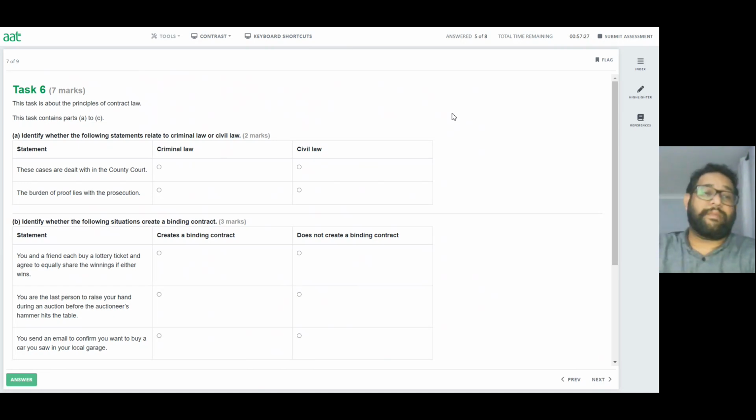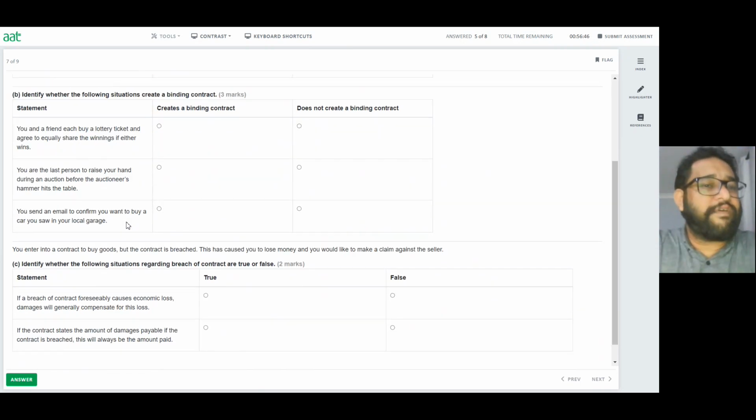Here they're talking about cases dealt with in the county court. The county court deals with civil law. Criminal law will be in the crown courts, so it's not going to be in the county court. The burden of proof lies with the prosecution, which is criminal law. If you're prosecuted, the prosecution will submit all the evidence required to obtain a successful conviction. That's nothing to do with the accused. They say you are not guilty until proven, so the burden of proof will be on the prosecution.